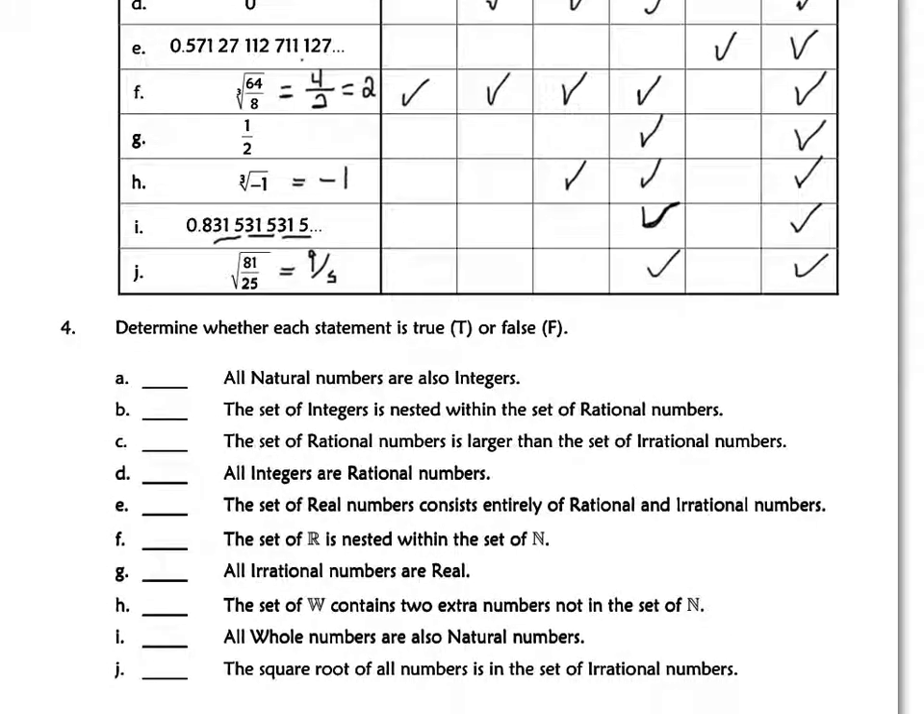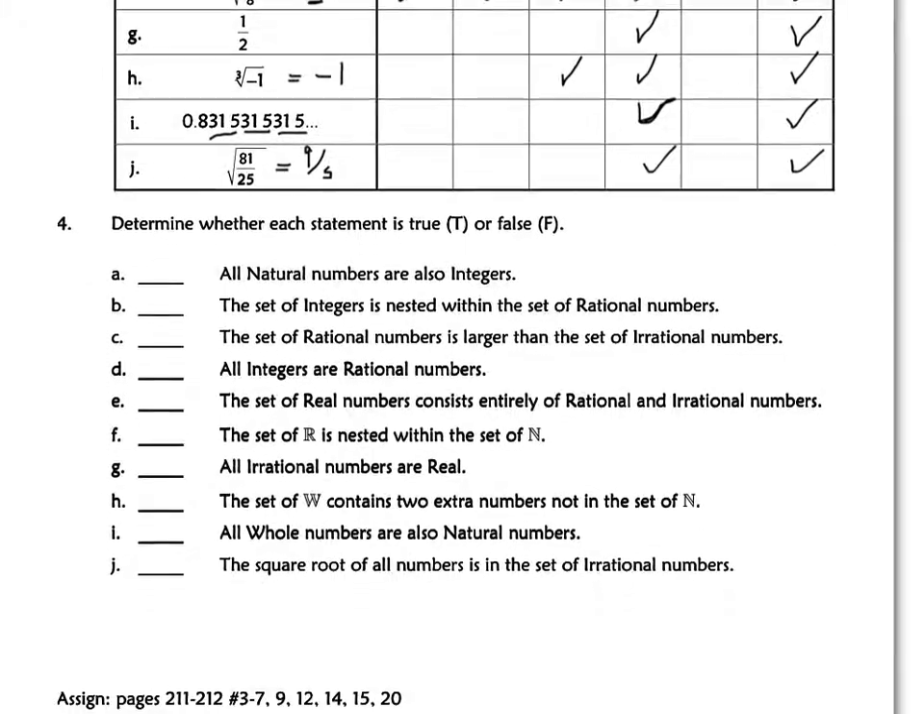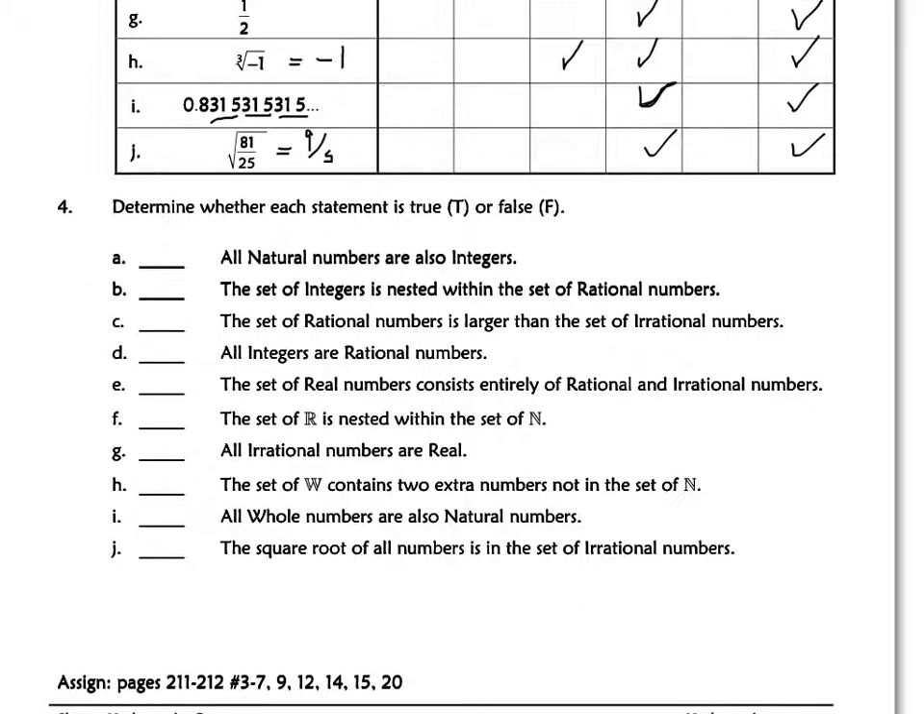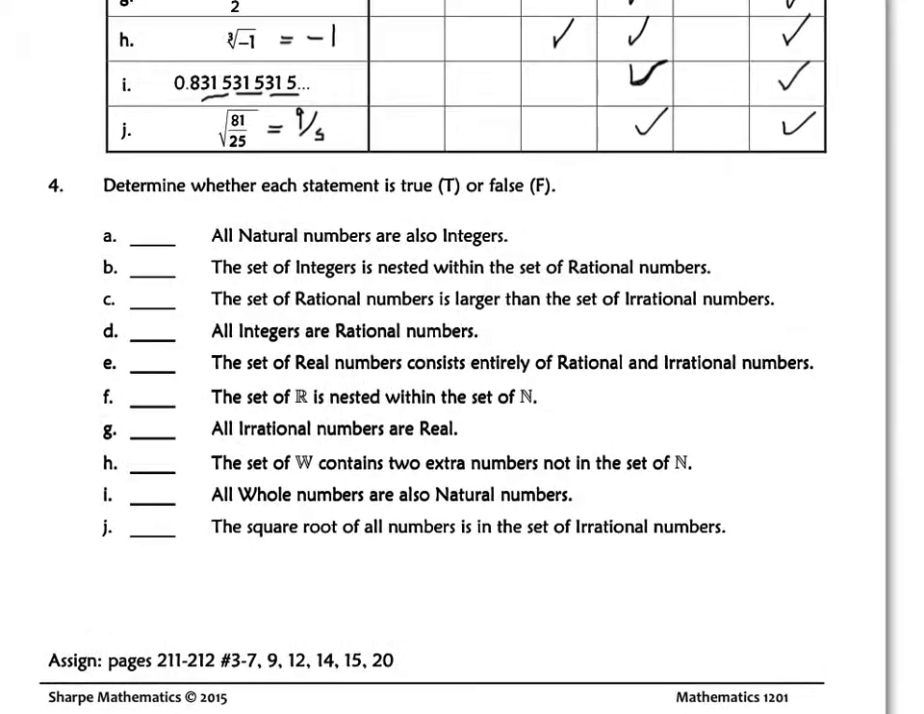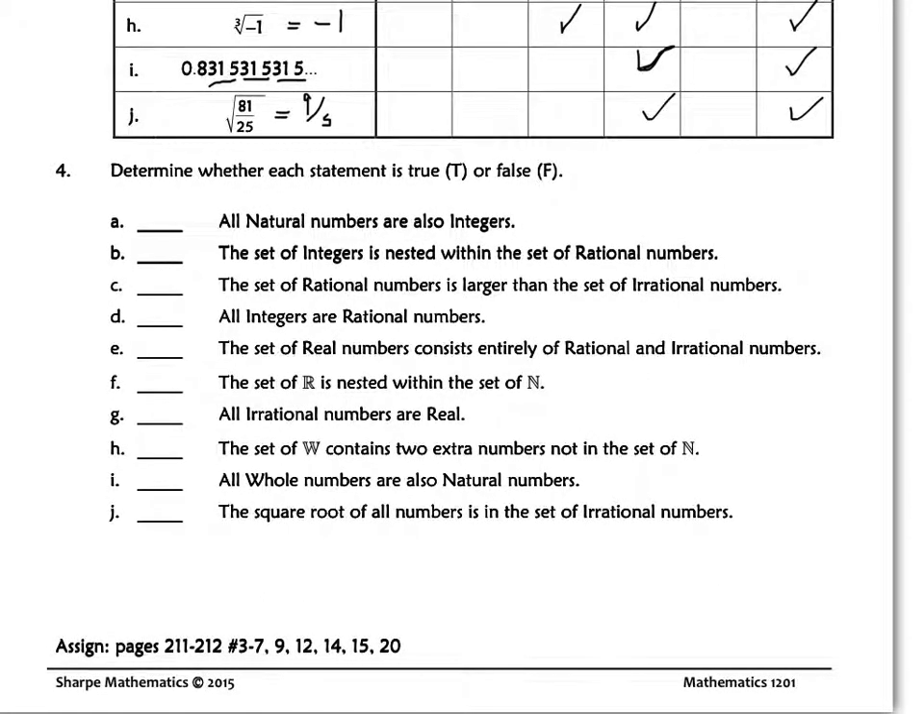Next question asks you to determine whether each statement is true or false. So, first one, basically it says that all natural numbers are also integers. Well, that will be true because the natural numbers are a subset of the set of integers. So every natural number is also an integer. The next one, the set of integers is nested within the set of rational numbers, and that's true.